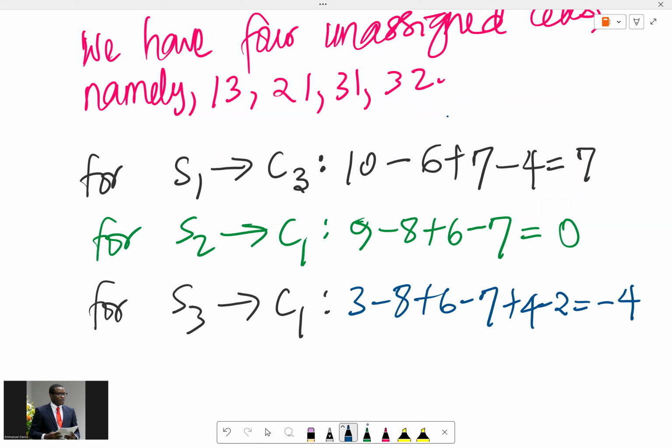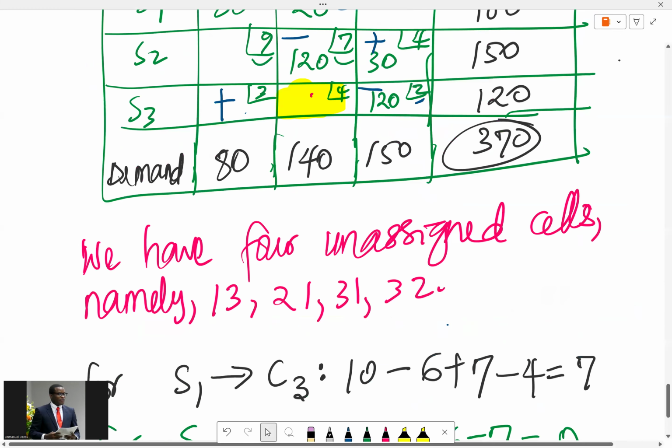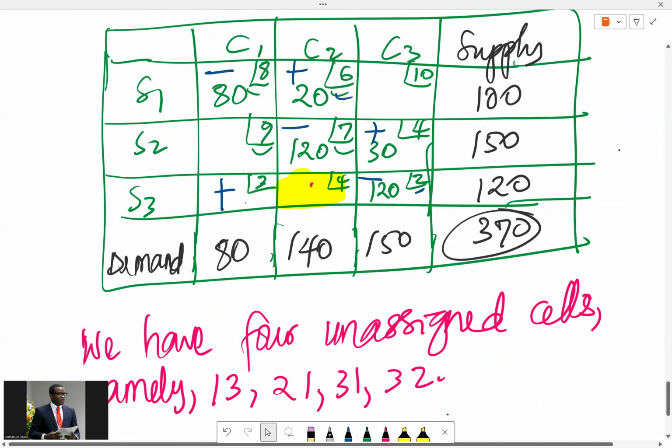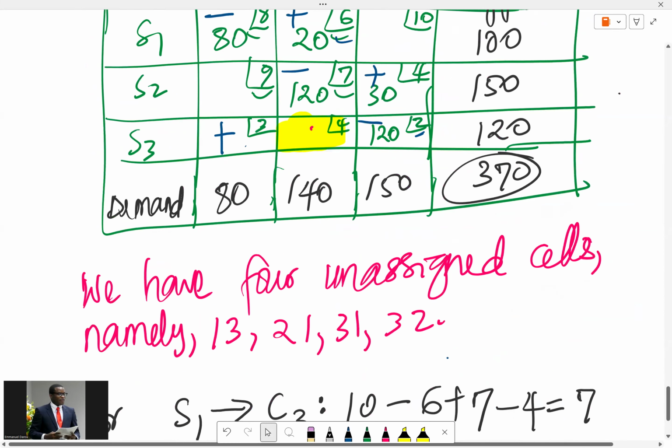So let's add the positive ones. 3 plus 6 is 9. 9 plus 4 is 13. Then the negative ones are minus 8, minus 7, minus 2, that's minus 17. So 13 minus 17, that's minus 4. Okay, that's fine. So you can see that we have to balance things out like that.